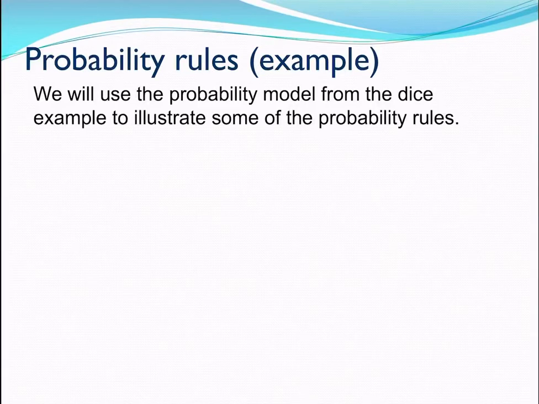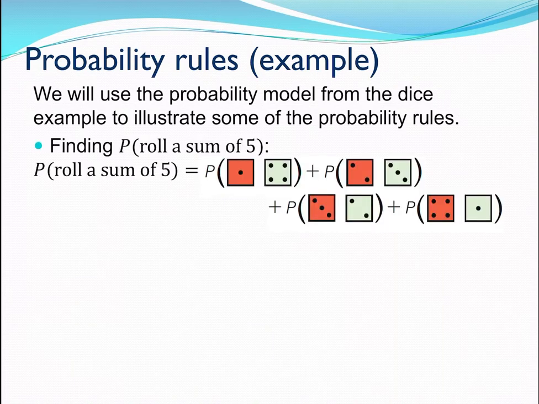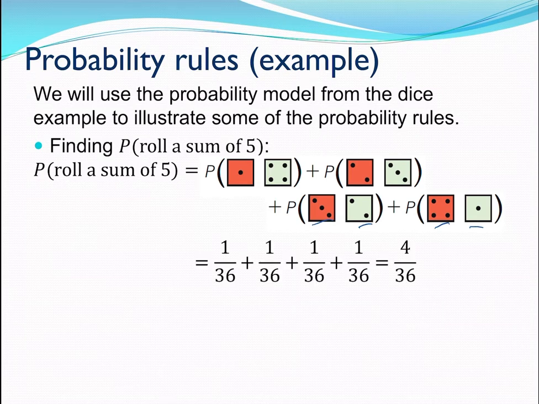So let's work through an example with the probability rules. We're going to use the probability model from our dice example in the previous video to illustrate some of the probability rules. The probability of rolling a sum of 5 would be the probability that I get a 1 and a 4 or a 2 and a 3, and then we switch the colors, right? So that's going to be 4 out of 36. So 1, 2, 3, 4, 4 out of 36, which I guess I should have simplified.